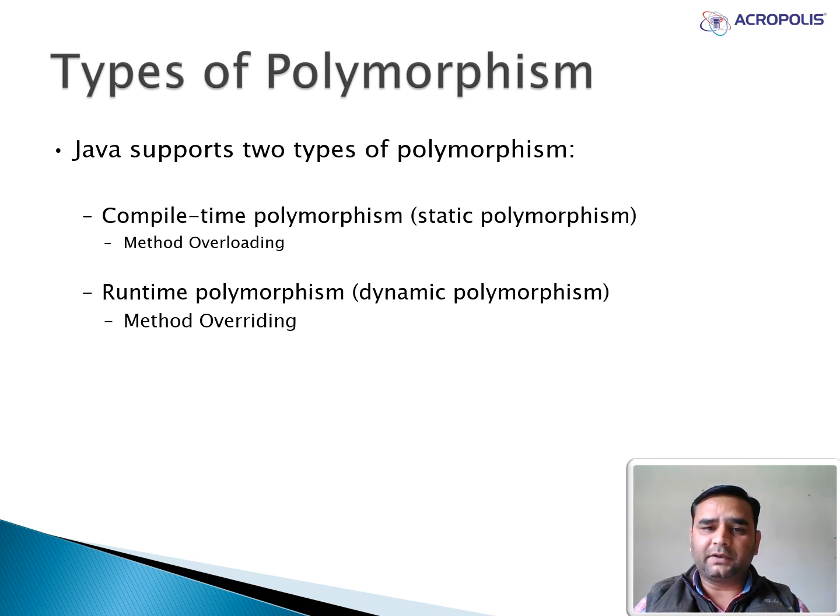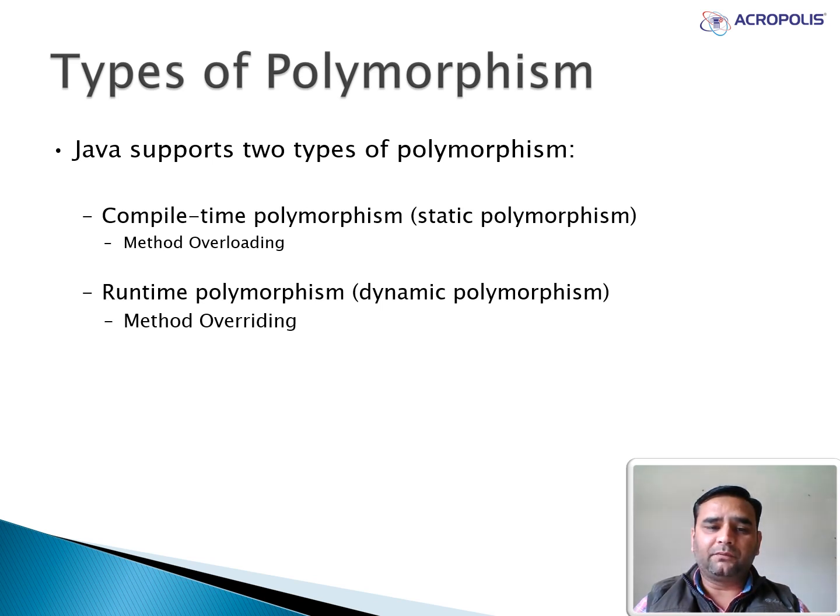Let's discuss the different types of polymorphism. There are two different types of polymorphism, or we can say that Java supports two different types of polymorphism. Compile time polymorphism, which we can also call static polymorphism or static binding. Compile time polymorphism means whenever the call of a method is bound with its definition at the time of compilation of the program, then it is called compile time polymorphism. And this compile time polymorphism can be implemented with the help of method overloading in Java.